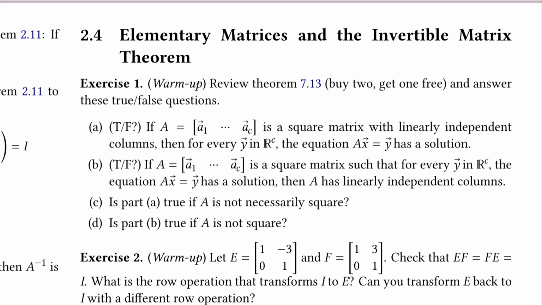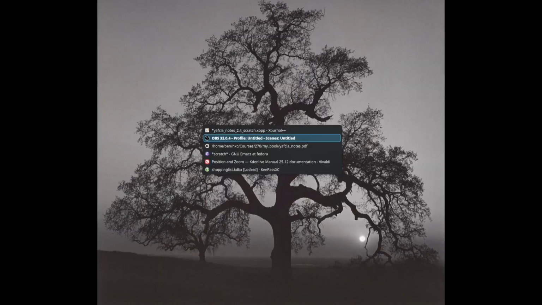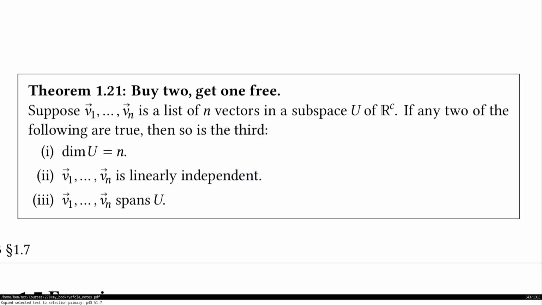Good evening. Good afternoon. Let's look at the warm up exercises for 2.4 here. For the first one, you've got to review the buy two, get one free theorem, which looks just like this.